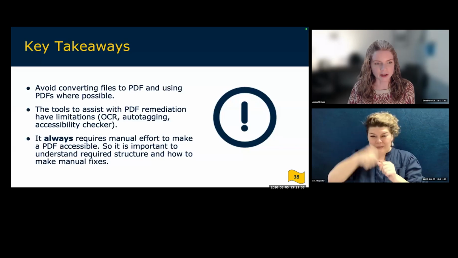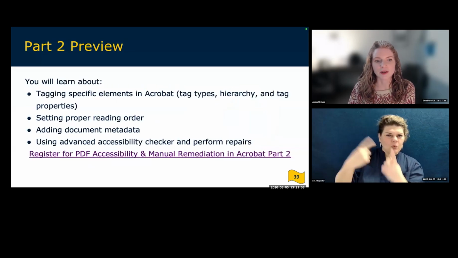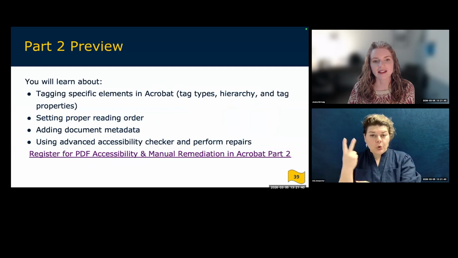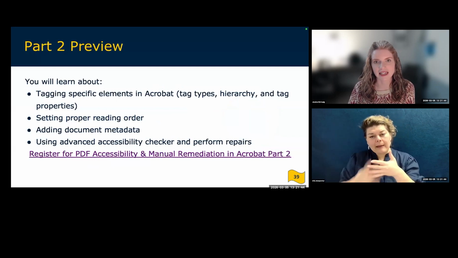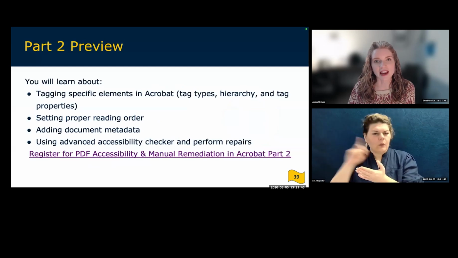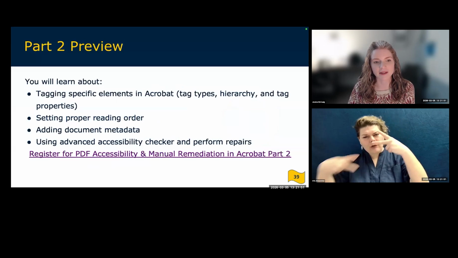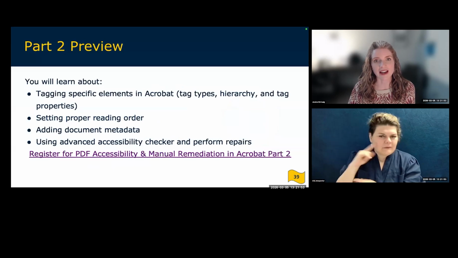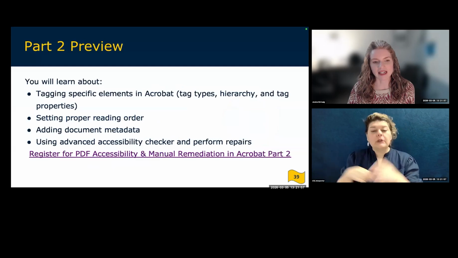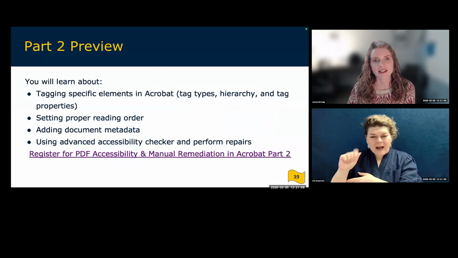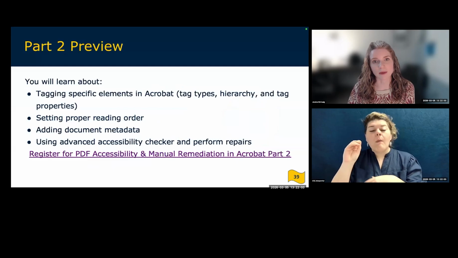So let's talk about part two, and then we'll open up the floor for questions. So in part two, we are going to be looking at tagging specific elements in Acrobat, so tables, lists, links, etc. We'll talk about the tag types for those elements, the proper hierarchy, and the tag properties. We're also going to look at setting up proper reading order, adding document metadata, and using advanced accessibility checkers and performing repairs based on the results from those checkers.